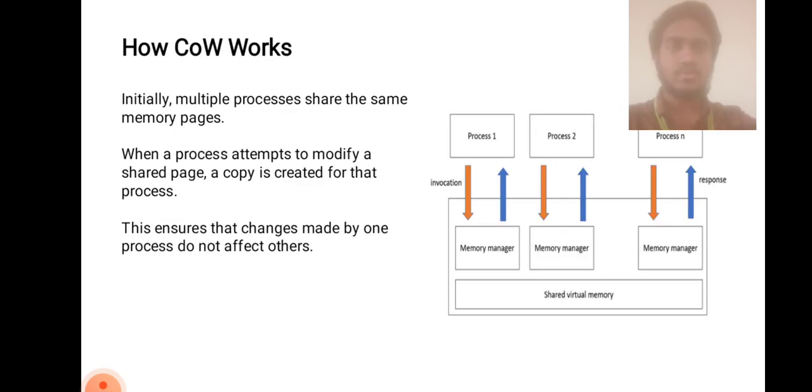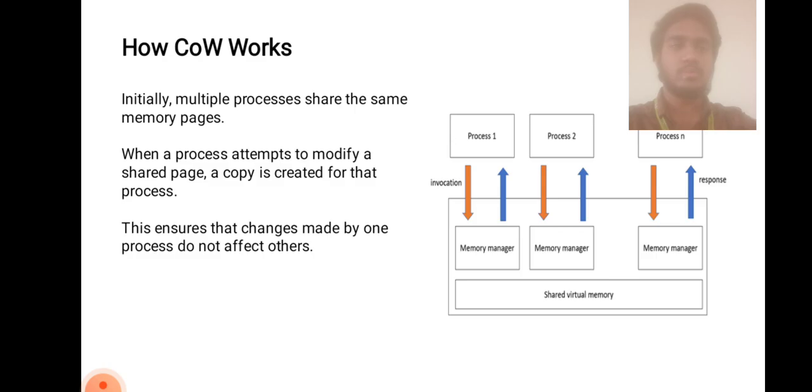How does copy on write work? Initially, multiple processes share the same memory pages. When a process attempts to modify a shared page, a copy is created for that process. This ensures that changes made by one process do not affect others.